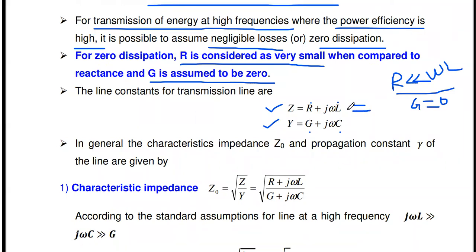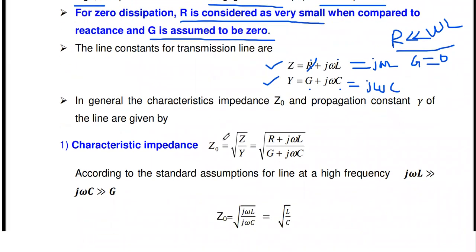So that's why the Z value, this R term, is very small when compared to j omega L. So that's why R is neglected, and Z can be simplified as j omega L. Similarly, the conductance value G equals 0. So if you substitute G equal to 0, the shunt admittance is reduced to j omega C. So for a zero dissipation line, the series impedance is j omega L. The shunt admittance is j omega C.